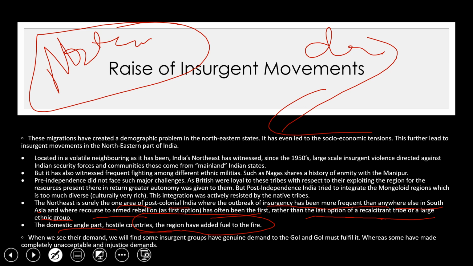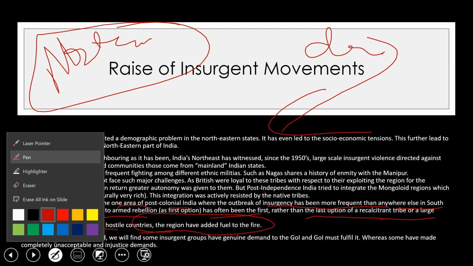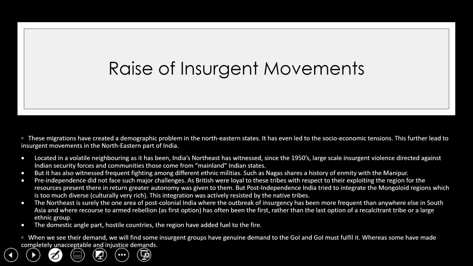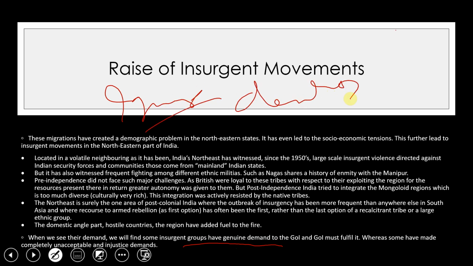Okay, and they were becoming more insurgent, more ferocious toward us, starting to kill our security forces and all. So when we look at their demands, we will find that insurgent groups have genuine demands. It is not like they are making something out of the box. We ignored these regions. We did not make any kind of development in those regions. The government did not take care of those regions.